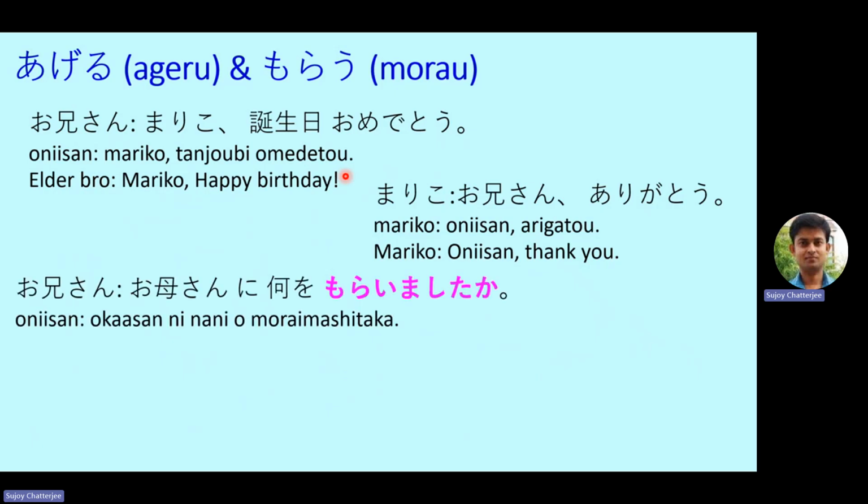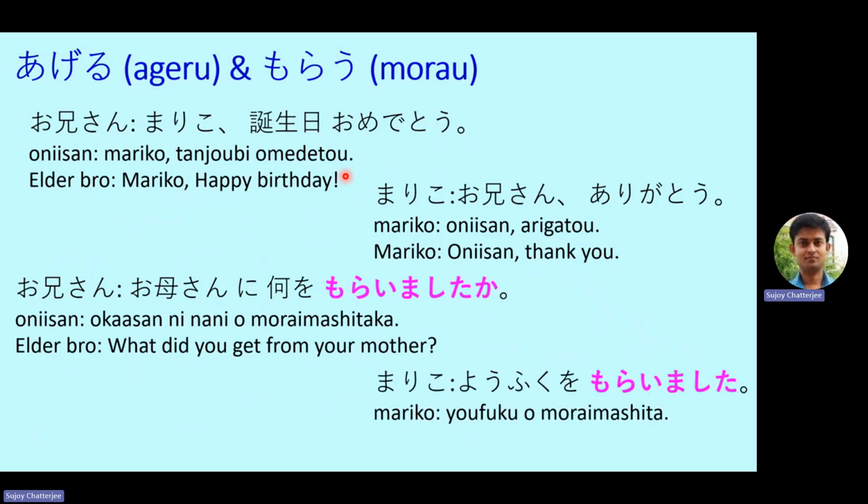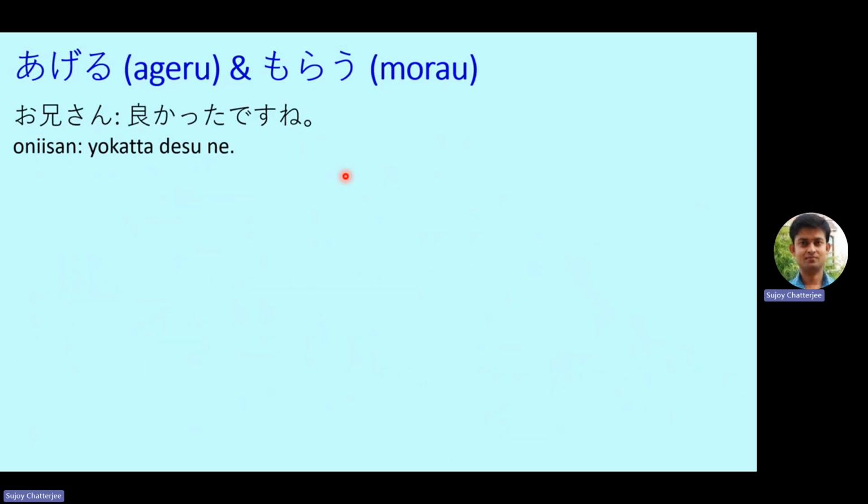Then Oni-san says, Oka-san ni nani o moraimashita ka? Oka-san means mother. That means what did you get from your mother? What did the mother give you? So did our mother give you any birthday present? This is the meaning of this sentence. That means what did you receive from the mother as a birthday gift? Mariko says, Yo fuku o moraimashita. Yo fuku means clothes. So I got clothes. I received clothes from my mother. Our mother gave me clothes as my birthday present.